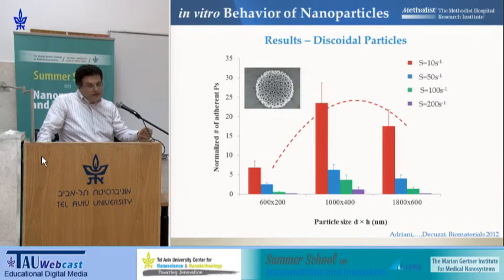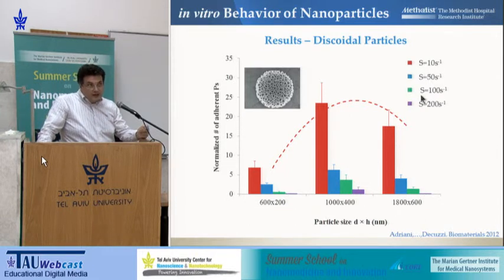More recently, we ran other experiments, and we confirm that there is actually an optimal size of these discoidal particles, 1,000 by 400 nanometers, which would maximize the adhesion to the vessels, so the adhesion to this chamber under flow, regardless of the shear stresses and the shear rates, so regardless of the hydrodynamic conditions. What is very interesting also is that when you get to the physiological shear rates, 200 second to the minus 1 and even larger, the adhesion is very minimal.